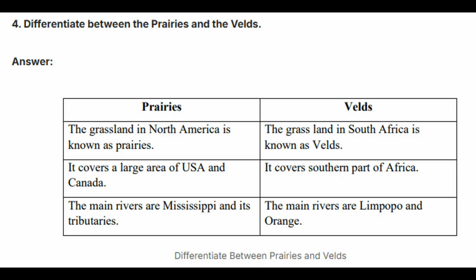Fourth, differentiate between prairies and the velds. Answer. Prairies, the grassland in North America is known as prairies. Velds, the grassland in South Africa is known as velds. Second, prairies cover a large area of USA and Canada, whereas velds cover the southern part of Africa. Third, the main rivers of the prairies are Mississippi and its tributaries. The main rivers of the velds are Limpopo and Orange.